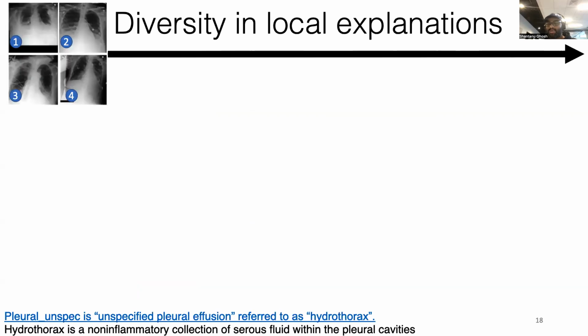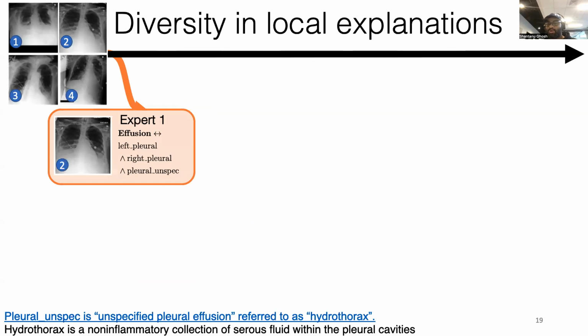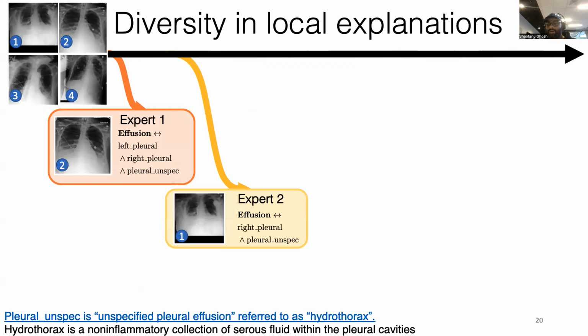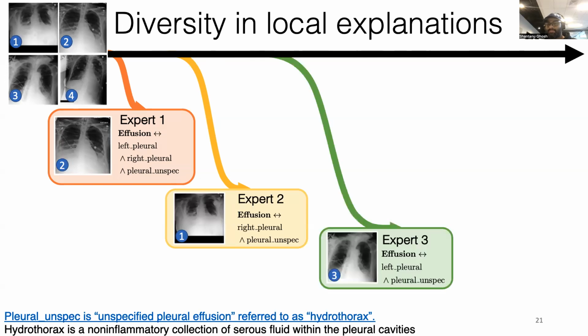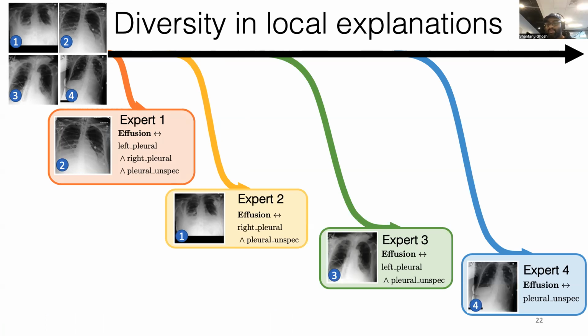Now let me show some examples of the explanations. These four images come during the test time. Expert 1 covers the second instance, and it uses left pleural, right pleural, and pleural unspec to detect effusion. However, expert 2 relies only on right pleural and pleural unspec concepts to detect effusion. Likewise, we continue. We can see that different experts focus on different concepts for the specific instances to detect effusion.